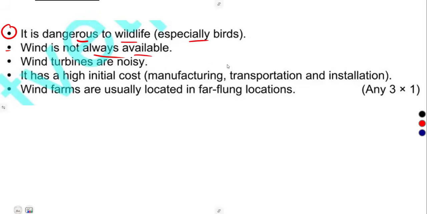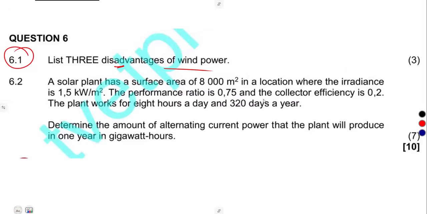It is not always where it is windy. The wind turbines are noisy and it has a high initial cost. Manufacturing, transportation, and installation is costly. And wind farms are usually located in far-flung locations. All right, so those are disadvantages of wind power.